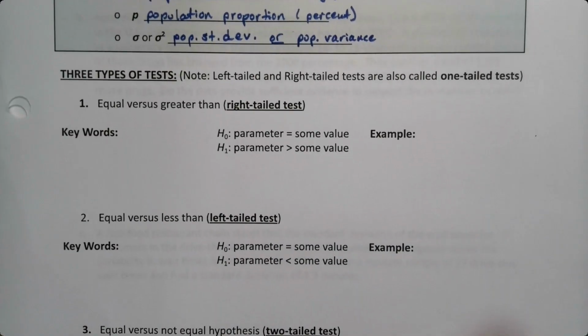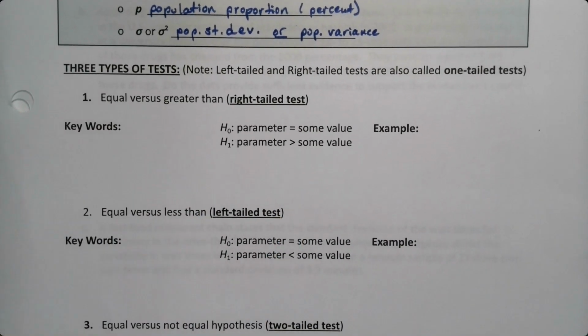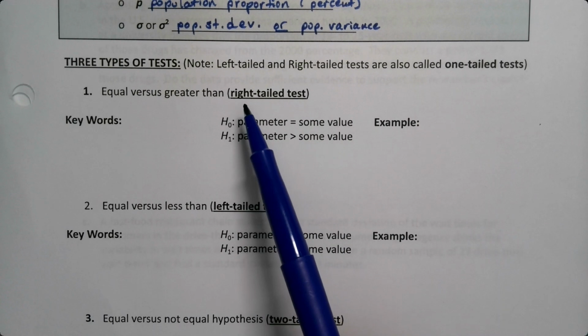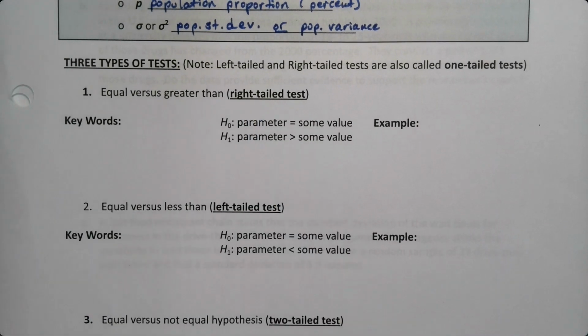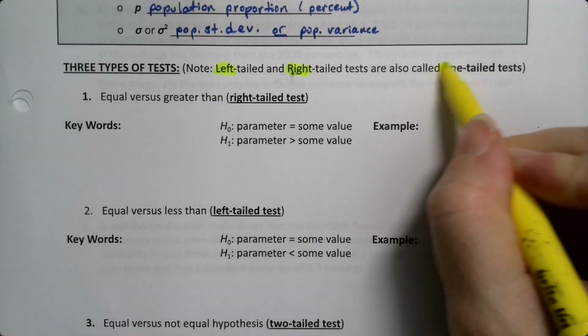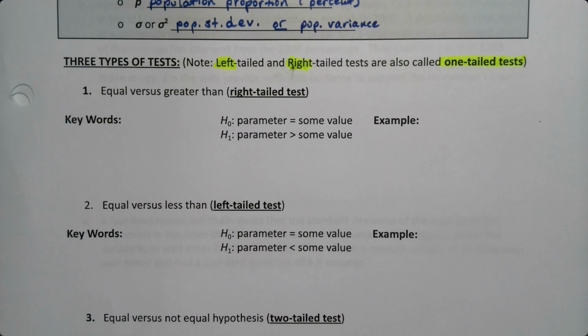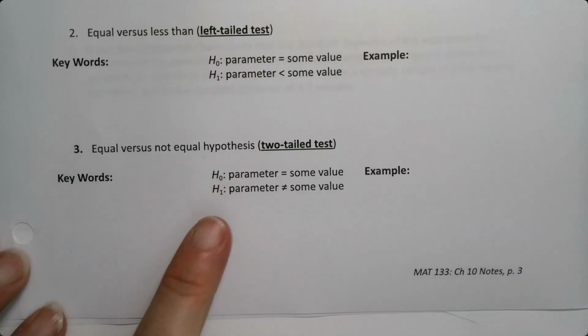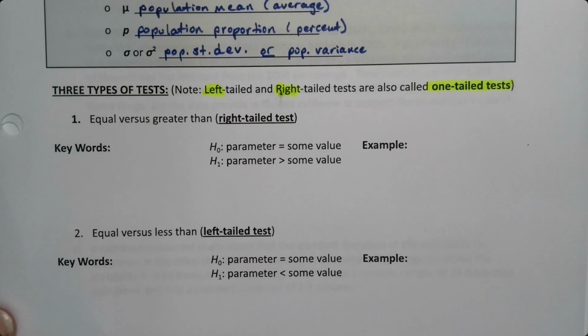Okay, so let's look at some of the types of tests we can run. Now there are one-tailed tests because they only go one direction. So one-tailed tests would be the left-tailed and the right-tailed, because left and right are one direction only. So those are one-tailed tests. Now we can have a left-tailed test or a right-tailed test. And then there's also the two-tailed test, which is not a one-tailed test because it's two-tailed.